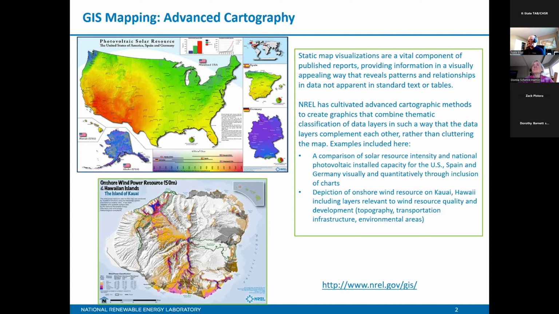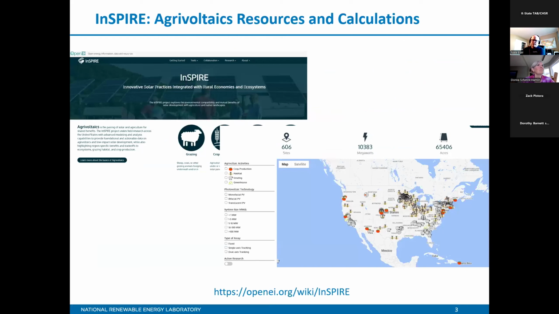I don't have a picture of Maui, but I do have a picture of Kauai, hearkening back to the earlier presentation that talked about Maui. So we have a lot of capabilities there. Another recently added tool that I think might be useful in Kansas in particular is our Inspire tool. We are doing a lot of work in agrivoltaics, and I think it fits a little bit with the microgrid control talk earlier.